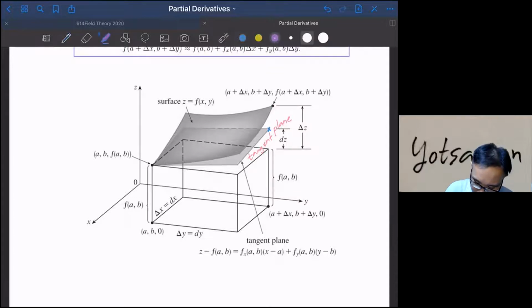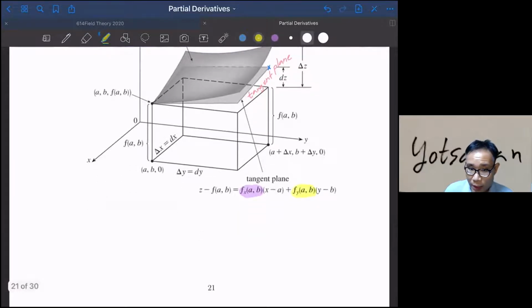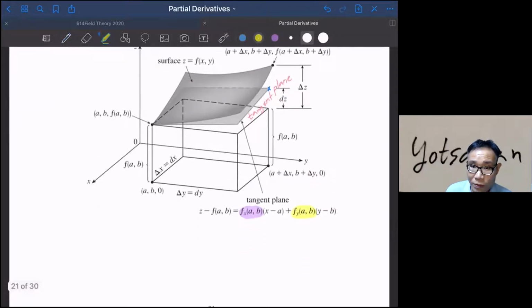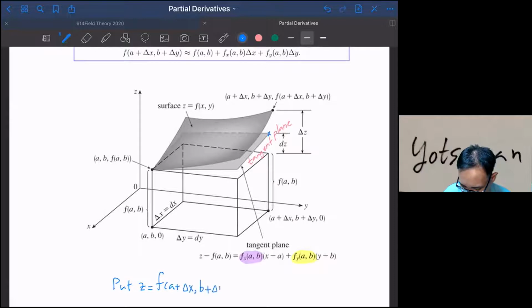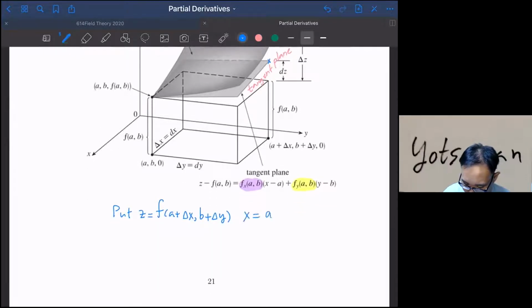So you see the tangent plane here. You have the purple one and the yellow one here. And you have z, and you would like to know the value of z when x equals a plus delta x. So this one is going to be on the tangent plane. So you put z equal to f(a plus delta x, b plus delta y). You put z equal to this, x equal to a plus delta x, and y equal to b plus delta y.